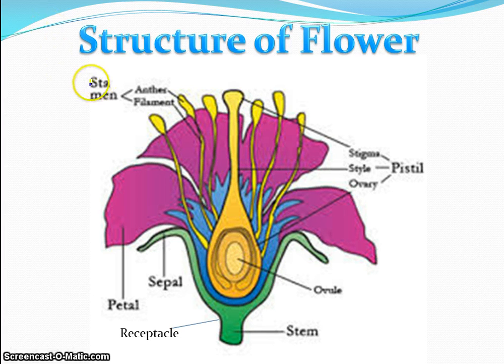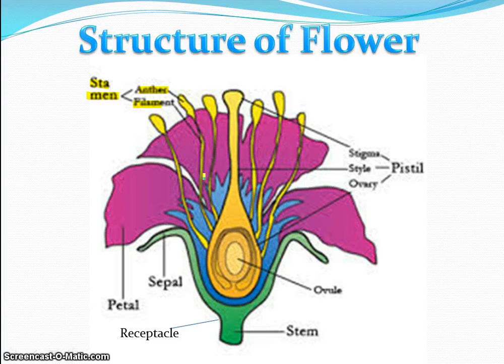The male part is called the stamen. The stamen is made up of the anther and the filament. The anther is this top part, okay, and that is where the pollen will be produced. The filament is a long tube that will support the anther, which holds, again, the pollen.